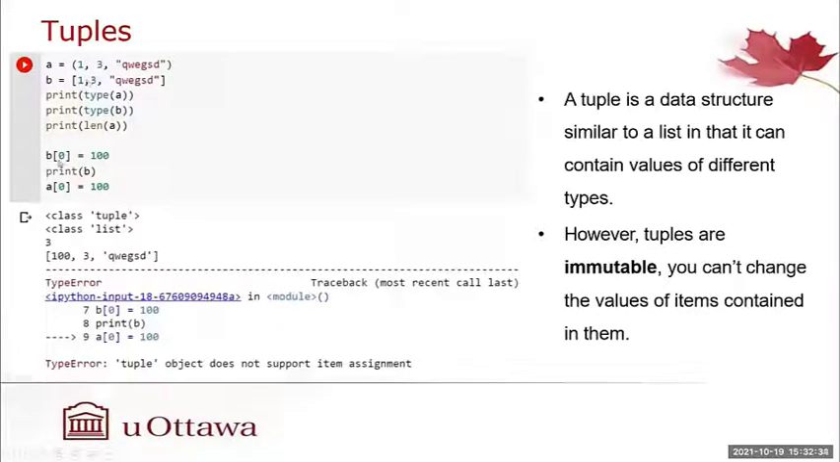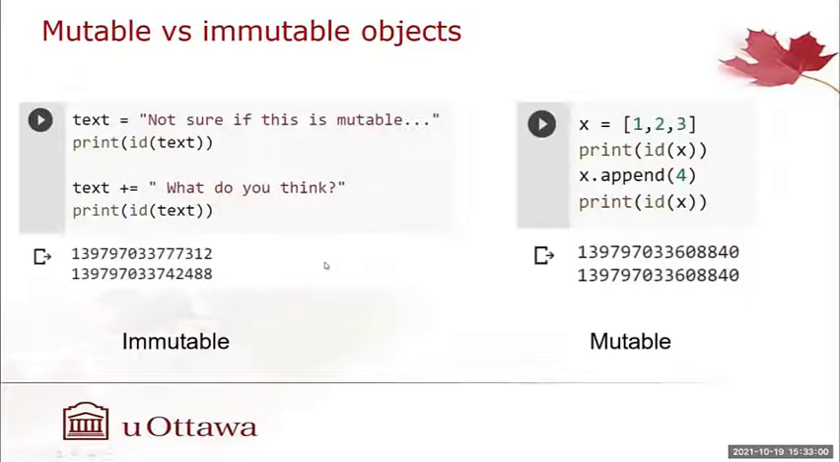Now if I did B[0] equal to 100 and print B, this is going to give me what? It's going to change the first item without any problem. However, if I try to modify the value of the tuple, I'm going to get a problem because I can't modify the tuple value. Tuples are immutable. You can't change the value of the items contained in them. Okay. All right.